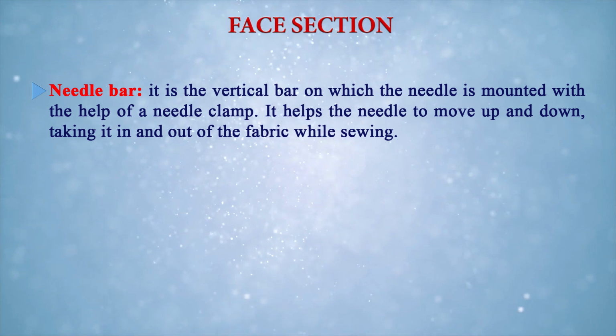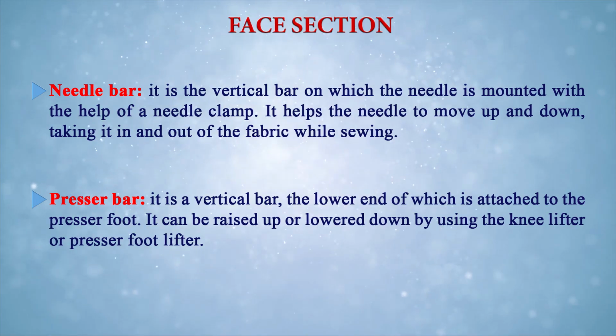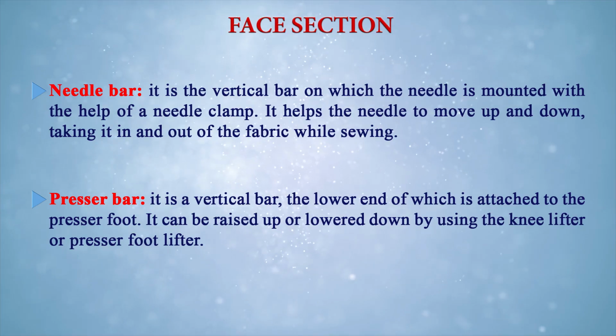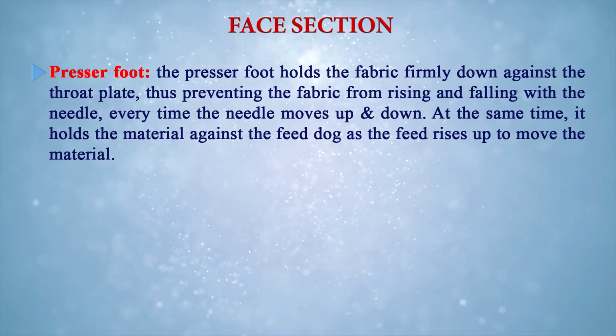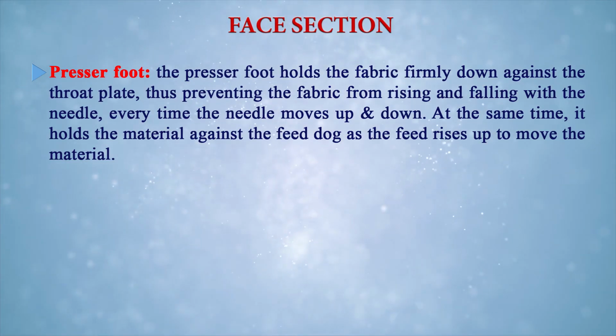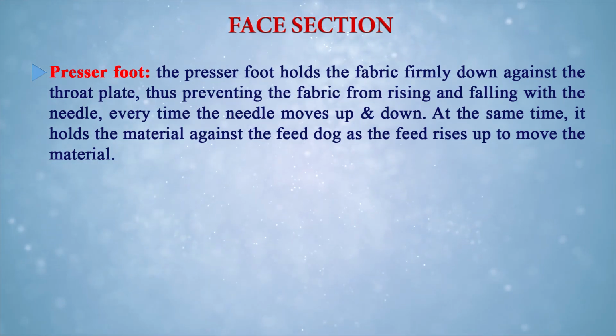It is the vertical support of the machine that contains the mechanism for driving the needle and handling the upper thread. So on the face section we have the needle bar. It is a vertical bar on which the needle is mounted. We have the pressure bar, the lower end of which is attached to the pressure foot. Then we have the pressure foot. The pressure foot holds the fabric firmly down against the throat plate, which does not let the fabric move away from the needle.